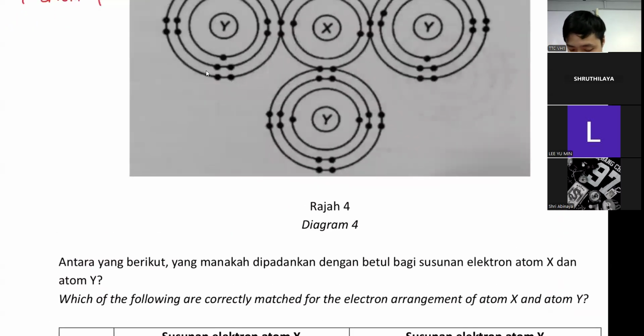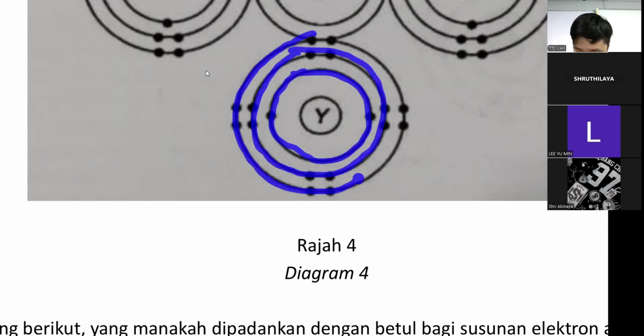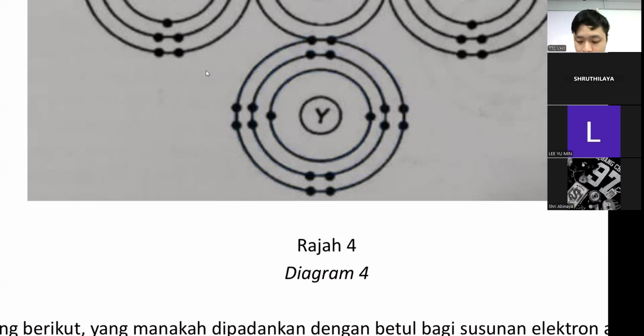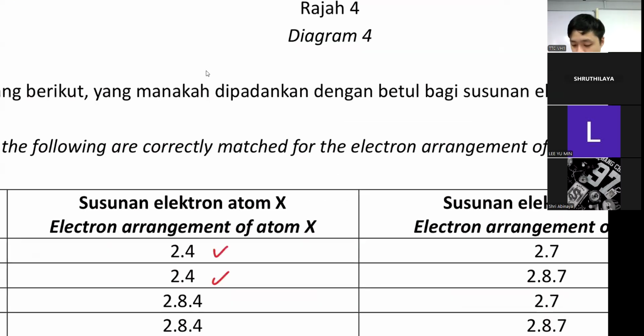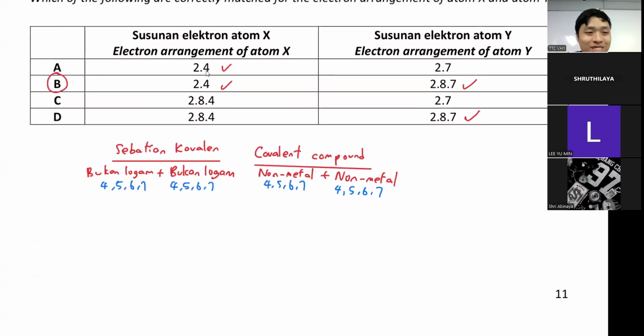You see Y got how many shells? 1, 2, 3. 3 shells. Which one has 3 shells? 2.8.7. The answer is B.